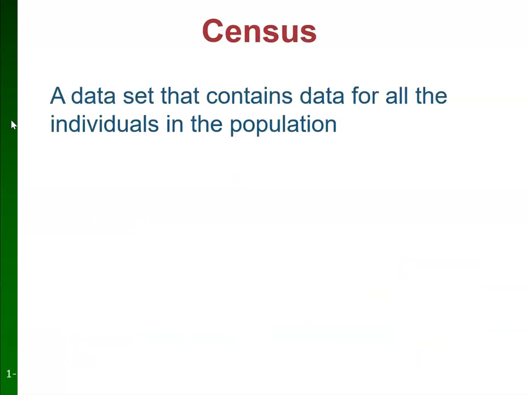A census is a data set that actually contains data for all the individuals in the population. This would be the case where it is possible to get information for the entire population, so we don't actually have to select a smaller sample. We can actually use the data for the entire population. So in that case, instead of a sample, we have a census.